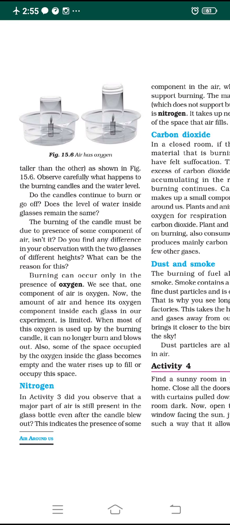There are many more components of the air which are present in it. These are nitrogen, carbon dioxide, dust and smoke. Regarding these components, let me explain in the next class.